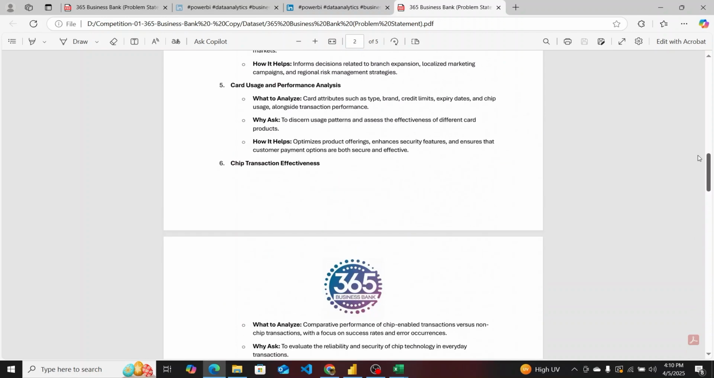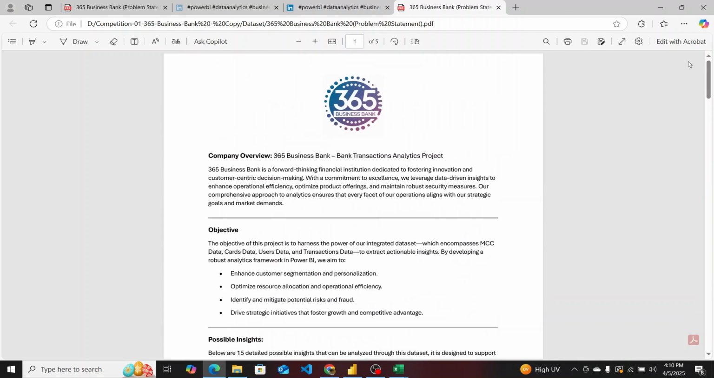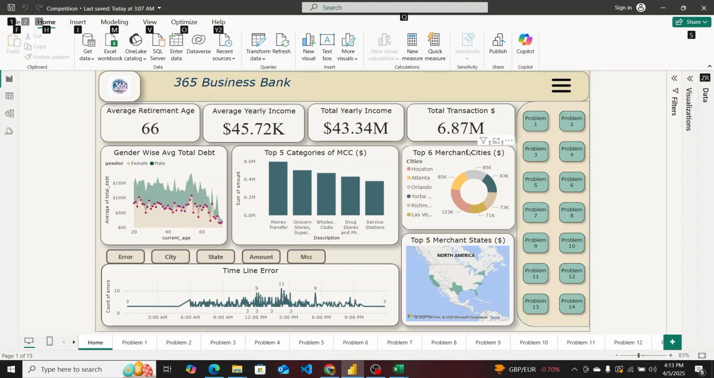Now it's time to dive into Power BI, in which I have prepared a dashboard for 365 Business Bank. Let's go to the dashboard. So I'm on my dashboard, and this is the home page of my dashboard. Let's get inside. This is the average retirement age, which is 66. This is average yearly income, total yearly income, total transactions. Transactions are basically the spendings of users.